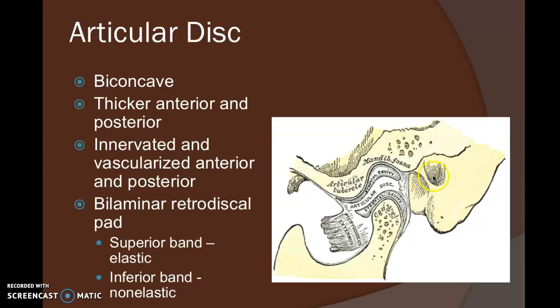Posteriorly, this is the external auditory meatus. Posteriorly, there's a bilaminar retrodiscal area, which is highly innervated and highly vascularized. It has a superior aspect that is elastic and an inferior band that's inelastic, and this helps to produce a little resistance to end range opening. You can guess that if there's pressure put on a pain-sensitive structure, that could result in problems for the patient.